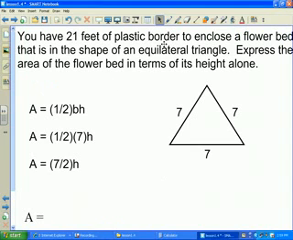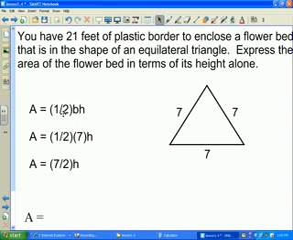So in this example, you have 21 feet of plastic border to enclose a flower bed that is in the shape of an equilateral triangle. In an equilateral triangle, all three sides are the same length, so the sides will be 21 divided by 3, or 7. The problem: express the area of the flower bed in terms of its height alone, so strictly in terms of h.